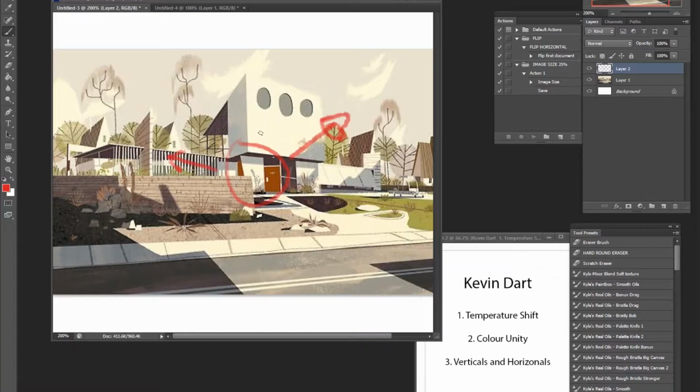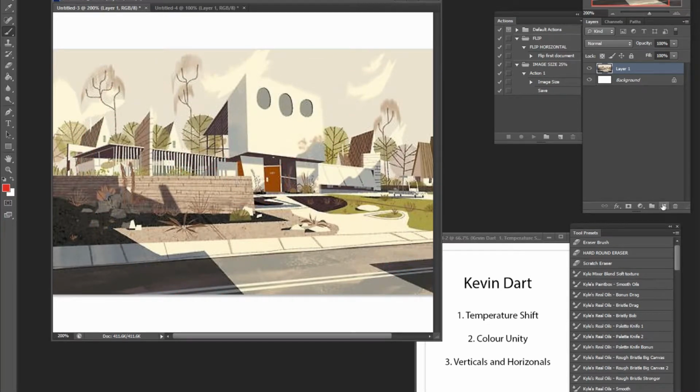No matter what you're doing, even if a scene is very starkly contrasted by the lighting situation, you want to have something that encompasses the entire thing to make sure that it doesn't look like separate images. And Kevin Dart is very good at this.